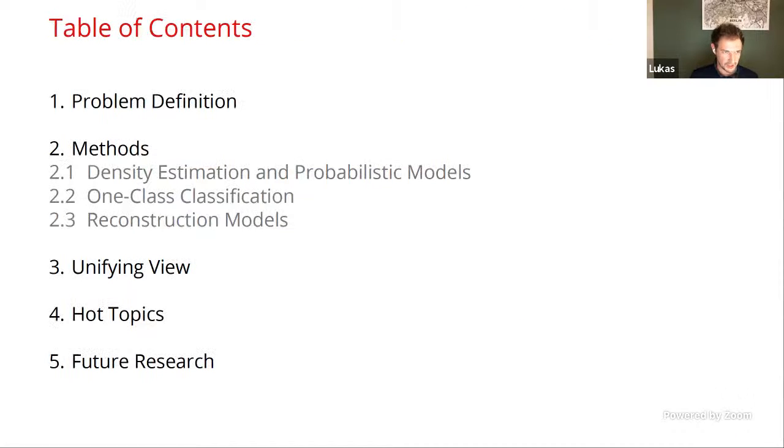So for this talk, I will first give a formal problem definition of the anomaly detection problem, then present these three main categories of models, our unifying view from this review, and then a selection of current interesting topics, and then hopefully give some hints towards where the field is heading.